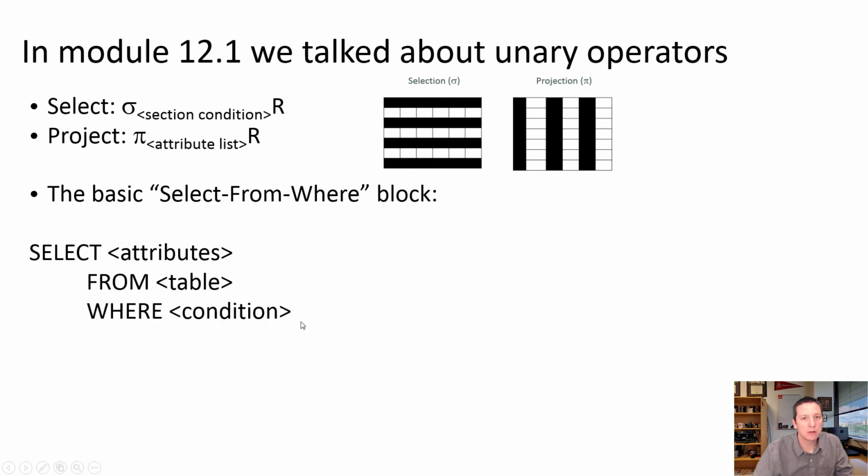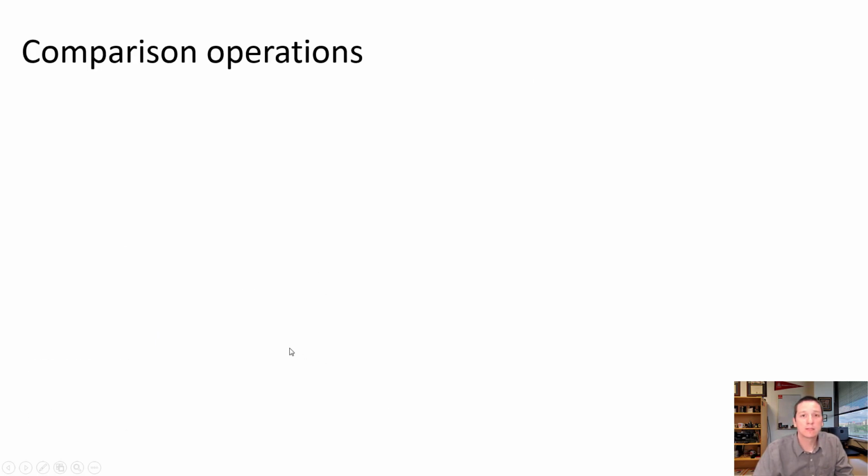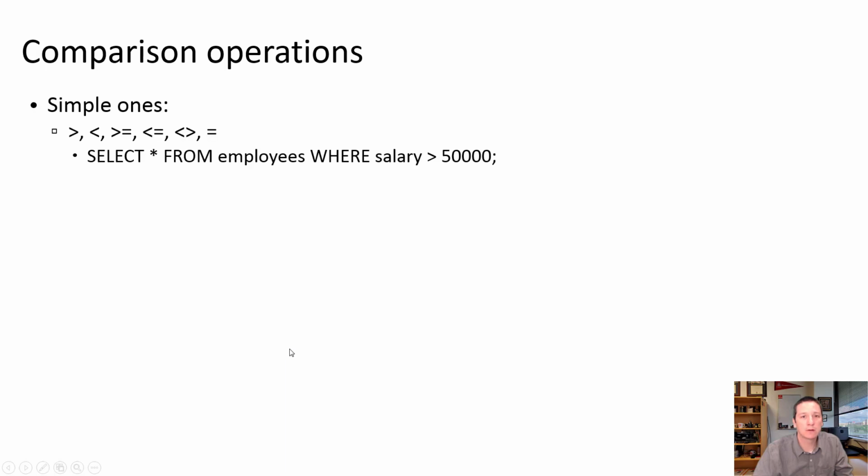And then optionally, this where condition, which is a Boolean expression that is going to be evaluated for each tuple and then return only the tuples for which this condition evaluates to true. We also talked about some basic comparison operators like greater than, less than, greater than or equal to, less than or equal to, not equal, which we represent with the less than and the greater than sign together, or equal.